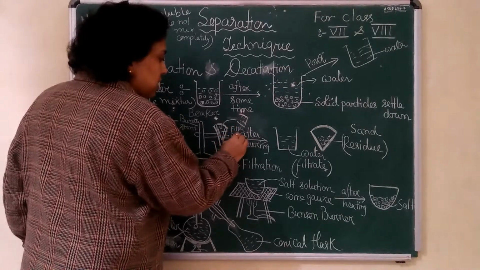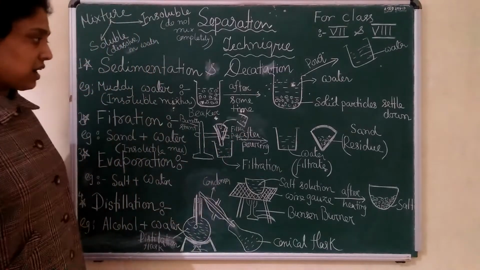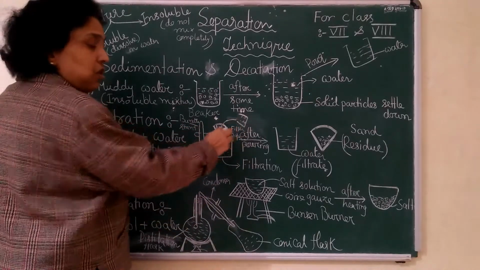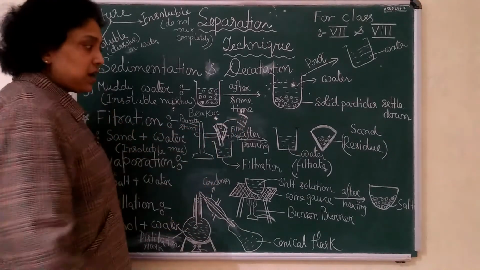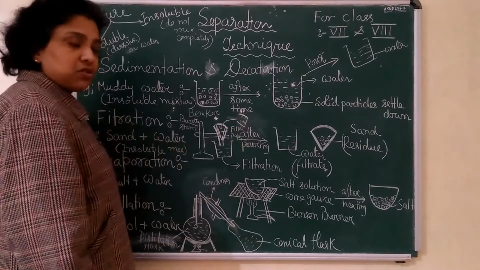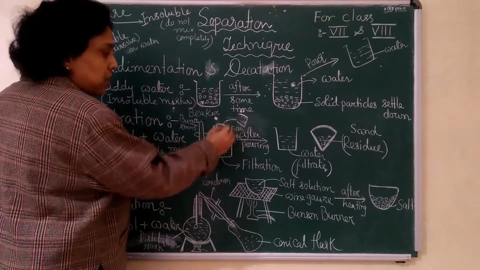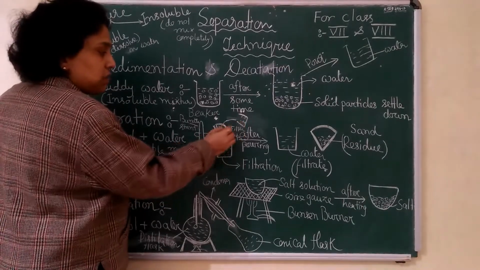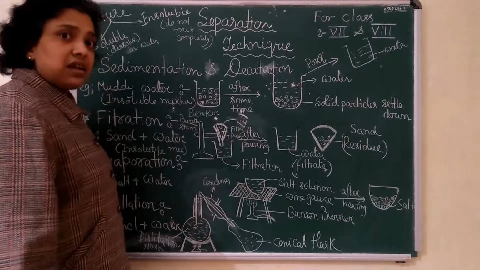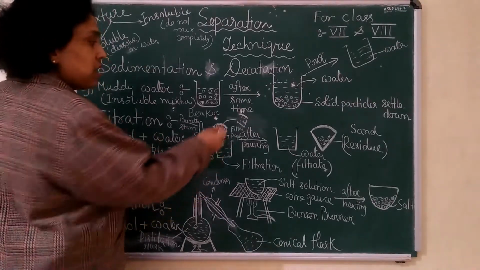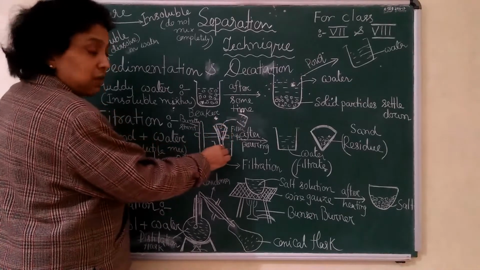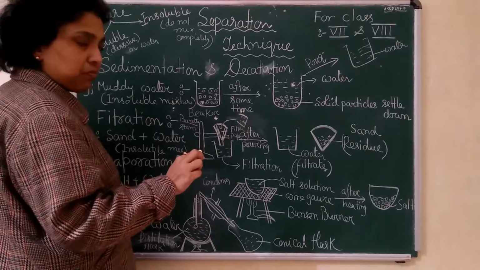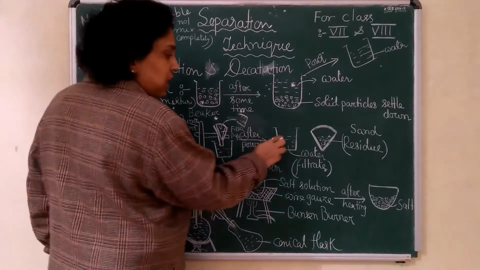Filter paper is fixed inside this funnel. Now the mixture, that is the sand and water mixture, you have to pour through this filter paper. When you are pouring this mixture onto the filter paper, what will happen? The water will come out through the filter paper and the solid particles will remain in the filter paper. Okay, so after pouring, what will you get?